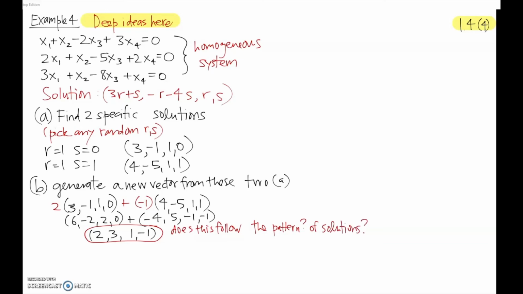And so let's see here. The pattern of solutions says that I have an R and an S. Here's my R and my S. And this should be 3R plus S. So 3 times 1 plus negative 1 is 2. Okay, the first element is right. This needs to be negative R minus 4S. Is it negative 1 minus 4 times negative 1? And that would be negative 1 plus 4, and that's 3. So yeah, it does follow the pattern.